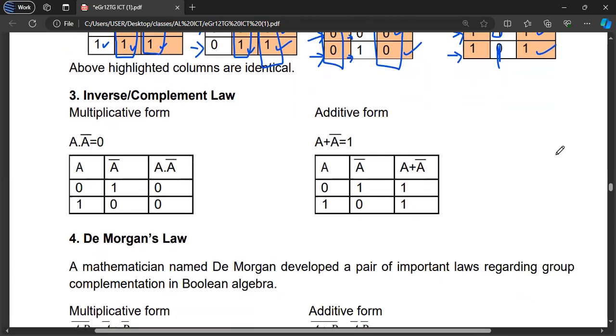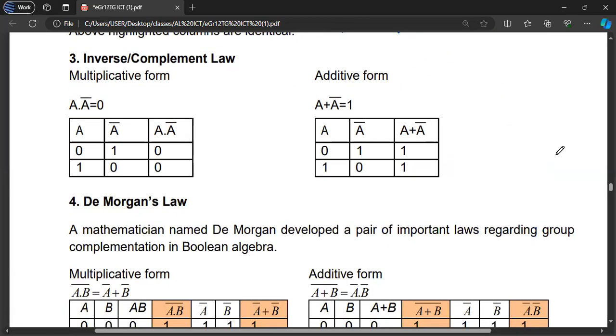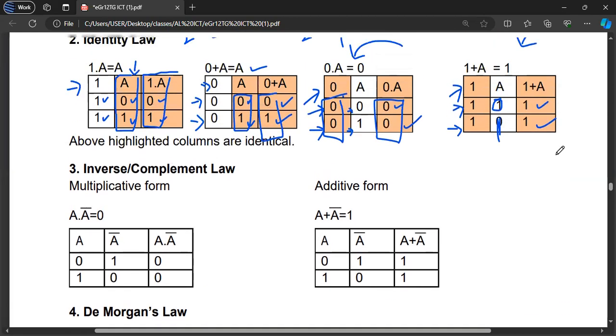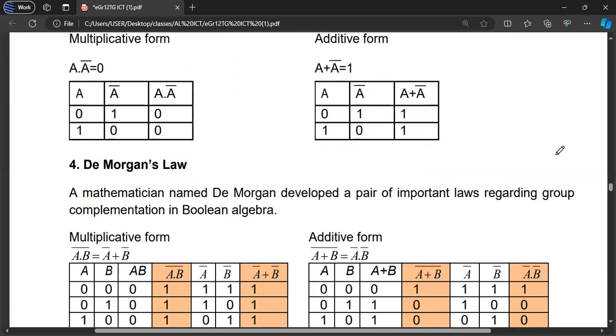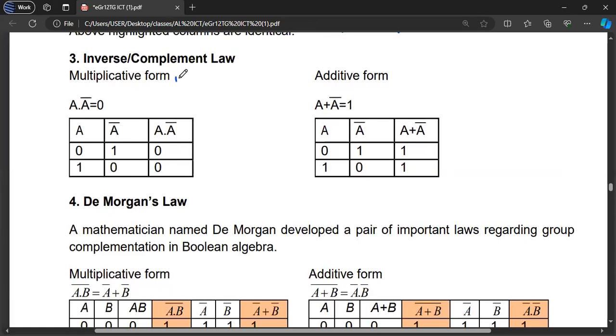Then let us go to the next law, the inverse or complement law. Now here we have two forms. One is the multiplicative form and the other one is the additive form. When it comes to the multiplicative form, we have A dot A bar is equal to 0.